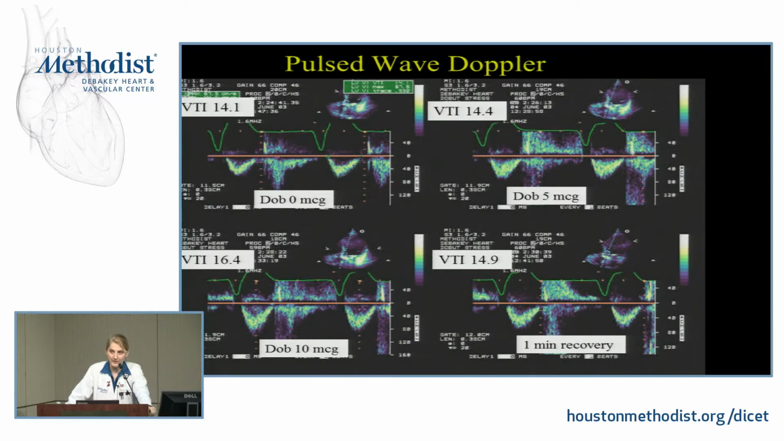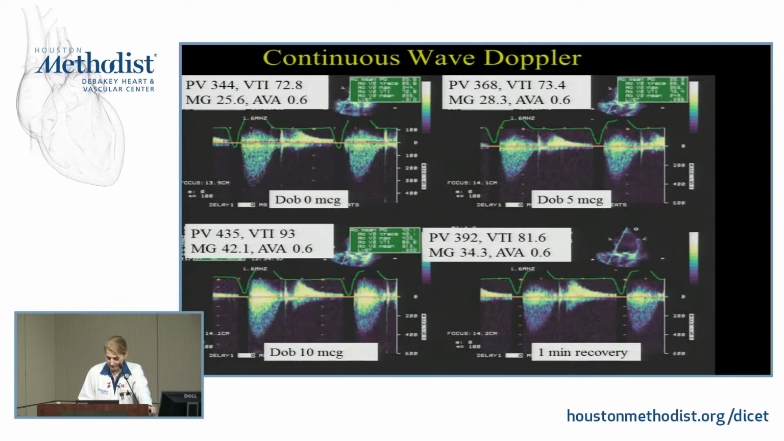So you're also looking at the peak velocity. In this particular case, we didn't go to 20, we just went to 10. And you can see, this is just giving you the pulse wave at 0, 5, 10, and 1 minute into recovery because we stopped at 10. And you can see that the time velocity integral is increasing. That's telling you the stroke volume is increasing, the flow across that valve is increasing.